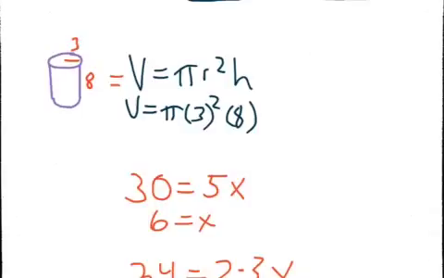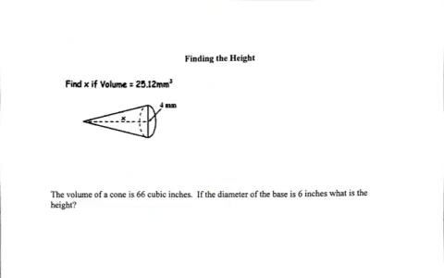The difference is you're going to be dealing with equations that look like this, and we're just going to be looking for h. So let's go ahead and look at some examples. So take a look at the first problem here. We want to find x if volume is 25.12. So they're telling us what volume is. Well, first let's write down the formula. Volume equals 1/3 pi r squared h.